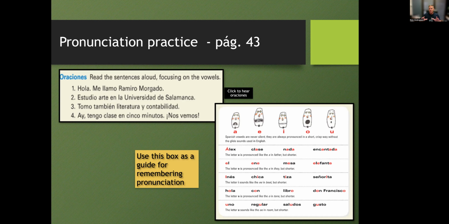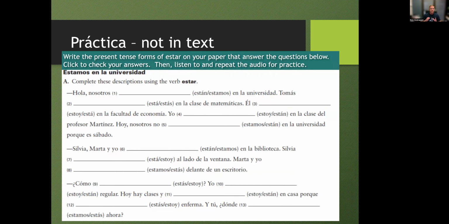So again, a reminder of those vowels. Vowels are clave. They're the key. Those pure vowels that are pronounced the same every single way. Don't be lazy with your vowels. Get the vowels right. That's why we're doing so much pronunciation, so that you can be understood when you speak Spanish. Okay.